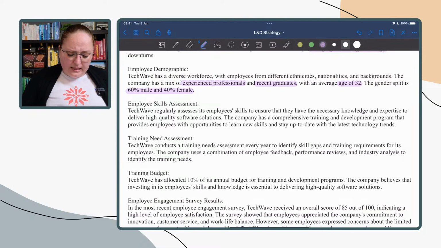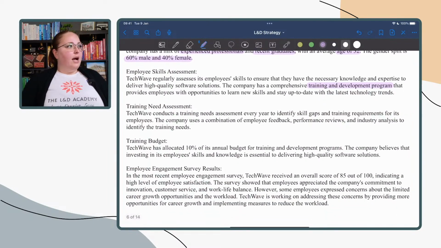Employee skill assessment. So let's take a look. Techwave regularly assesses its employee skills to ensure that they have the necessary knowledge and expertise to deliver high quality software solutions. The company has a comprehensive training and development program that provides employees with opportunities to learn new skills, stay up to date with latest technology trends. So there is something there. We just don't know what it is.